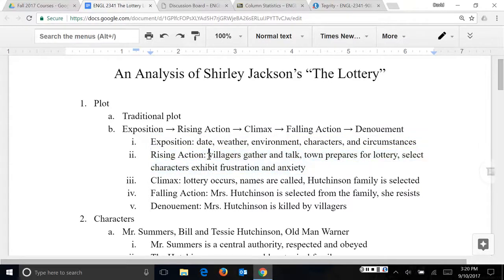This is where all the conflict becomes obvious, right? The conflict is introduced right here in the exposition, especially towards the end of the exposition, but the conflict is building here. So this is where we have the villagers talking to each other. They're preparing for the lottery, and characters start exhibiting frustration and anxiety. We have, for example, some men gathering, and rather than laughing at jokes, they just smile. So they're sort of inhibiting their own desires to be happy and content.